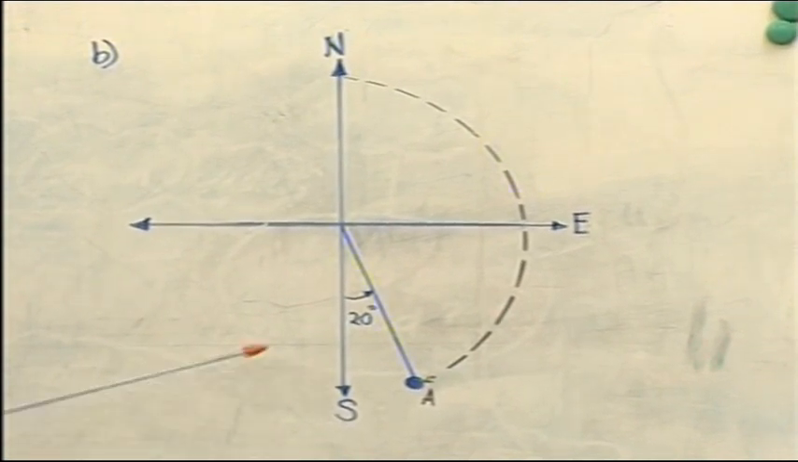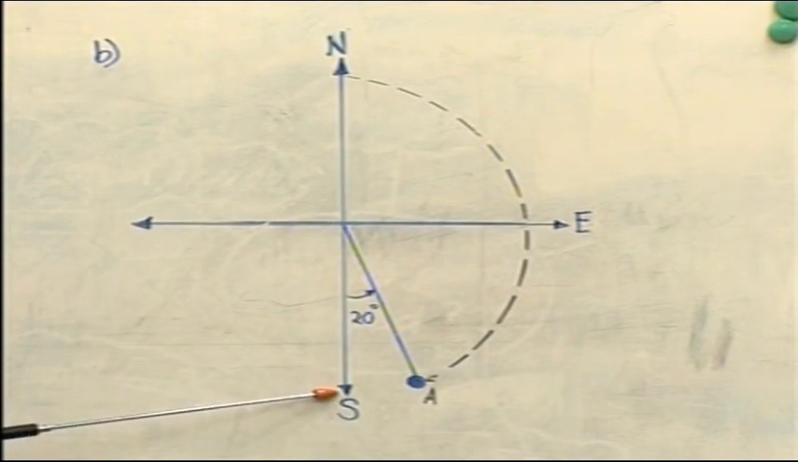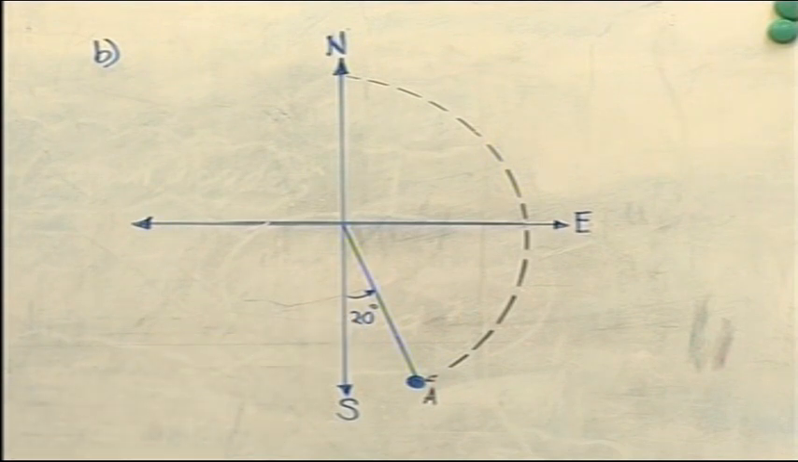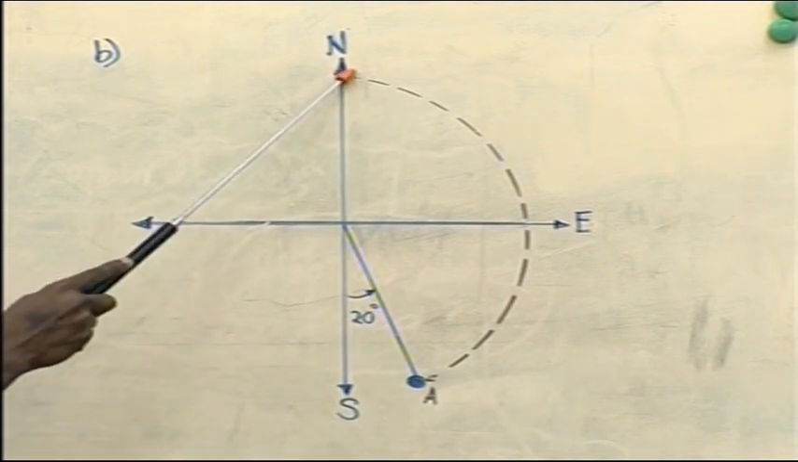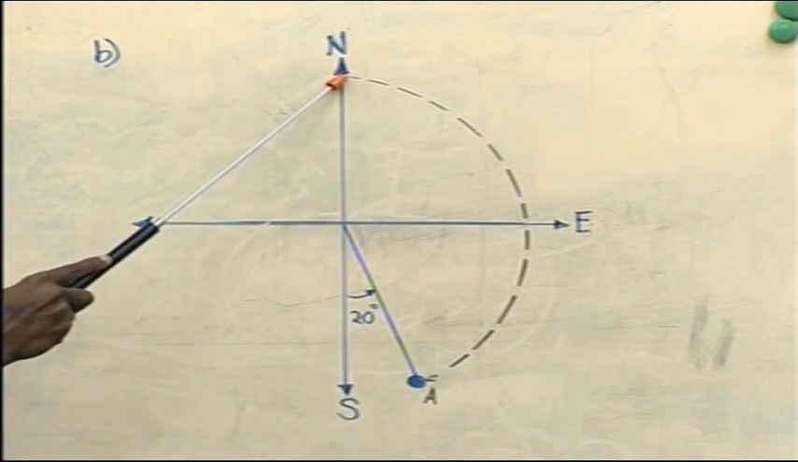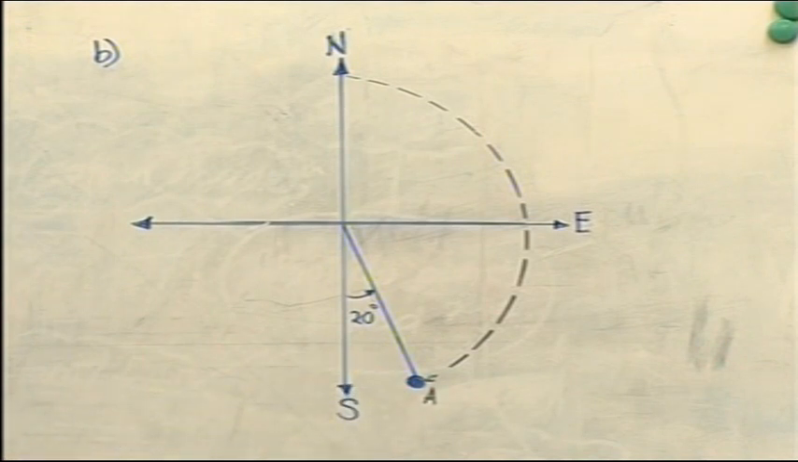20 degrees. Okay, you can see from the whiteboard which is written here. From south to point A is 20 degrees. We are trying to find a bearing from north to point A. So bearing is from here all the way down to point A. What is the bearing?